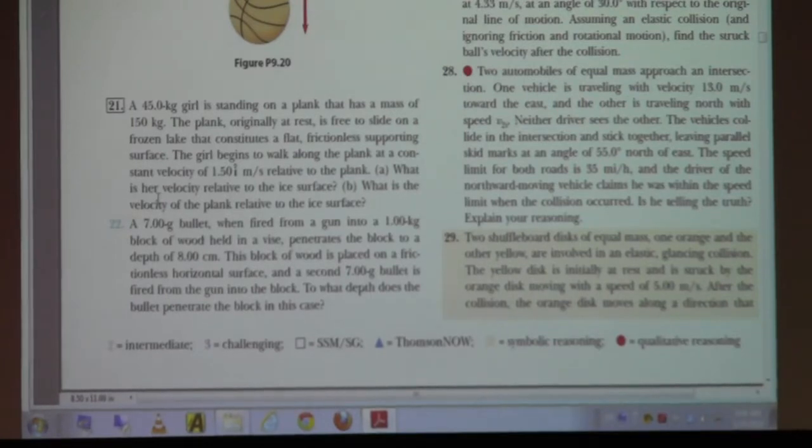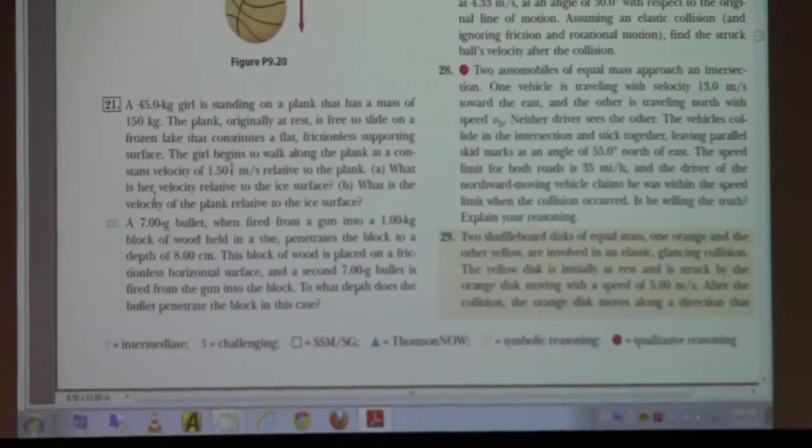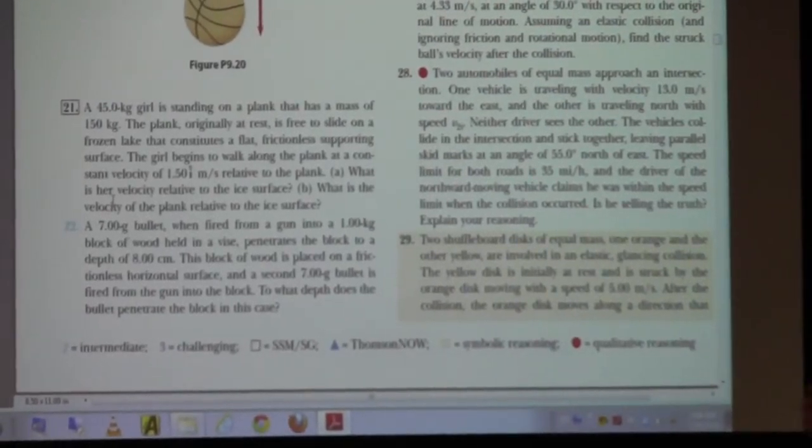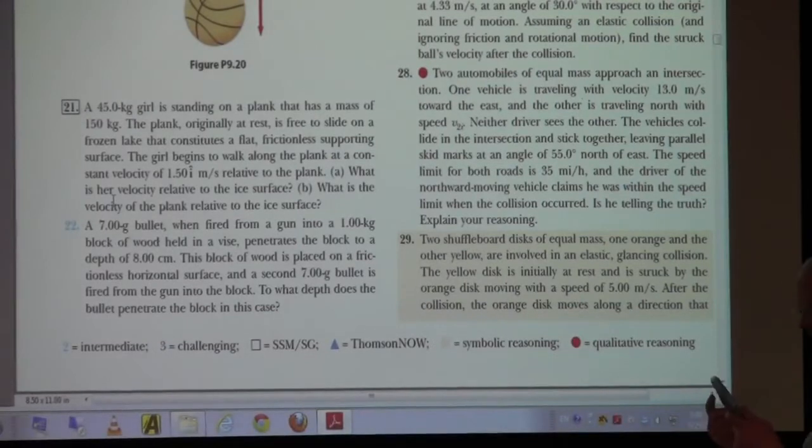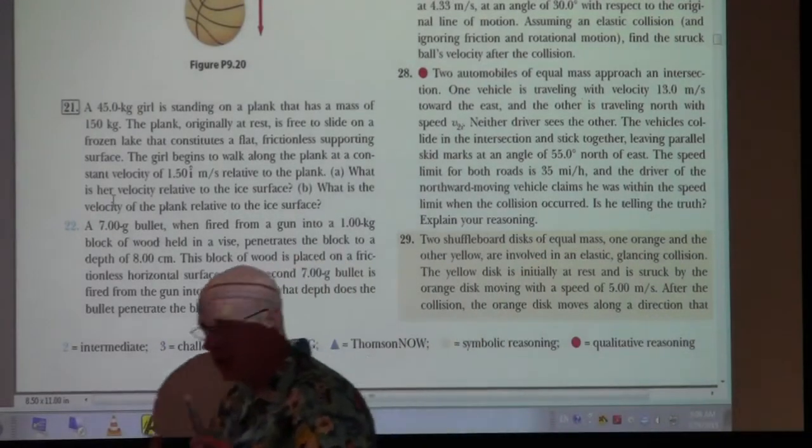Keep that in mind. It says it penetrates the wood 8 centimeters. Now, this block of wood is placed on a frictionless horizontal surface, and a second 7-gram bullet is fired from the gun into the block. To what depth does this bullet penetrate? So hopefully you'll see the two differences here.